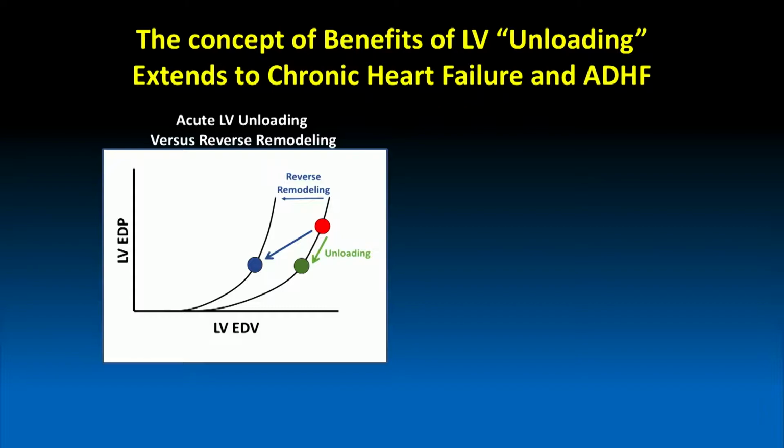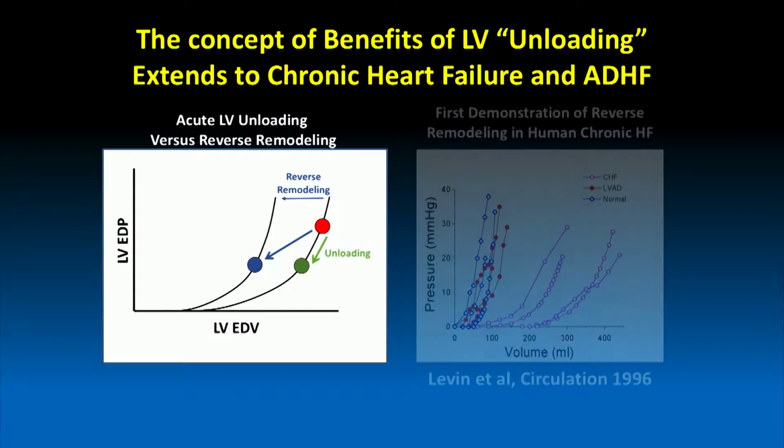So if this is the end diastolic pressure volume relationship of a dilated ventricle that already has remodeled, you can apply a device to unload the heart, and you'll come down the same end diastolic pressure volume relationship. But what we know is if you sustain this unloading phenomenon, you will actually reverse remodel. So not only will you go down the end diastolic pressure volume relationship, but that end diastolic pressure volume relationship will gradually, over time, move back towards normal.